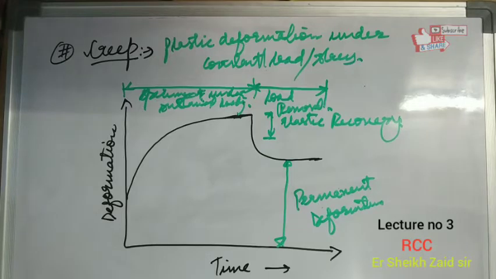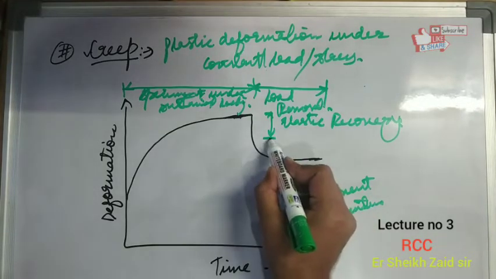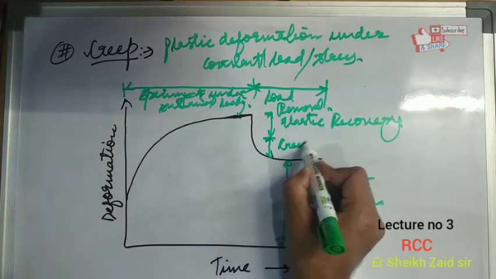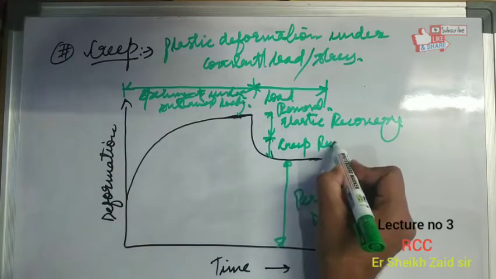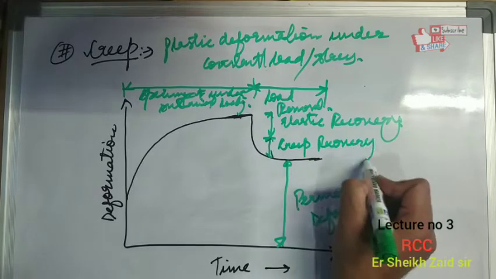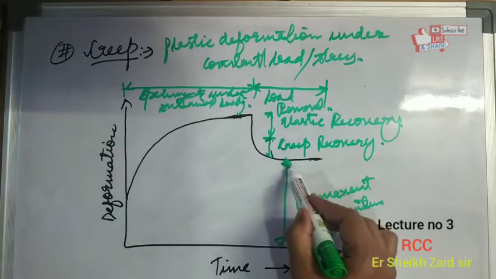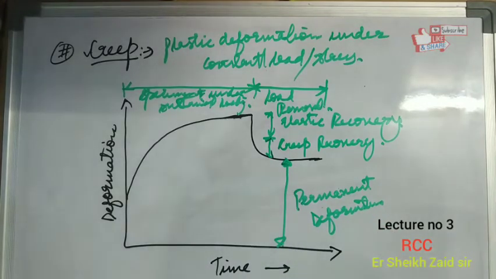While part of the creep deformation recovers at a slower rate, leaving permanent deformation locked inside. So after elastic recovery, there is creep recovery. So this portion is called creep recovery. And after creep recovery, there will be no recovery at all, and this portion will be called plastic deformation.